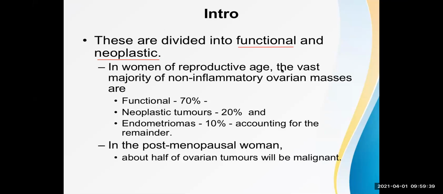Now see here. In women of reproductive age, the vast majority of non-inflammatory ovarian masses are functional in almost 70% of the time, neoplastic tumor in 20% of the time, and endometrioma in 10% of the time. So in women of reproductive age group, these are the causes of ovarian masses. Functional means they are producing some hormone. That's why they are called functional. Neoplastic is simply tumors, uncontrolled growth.